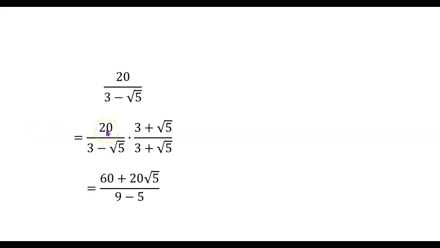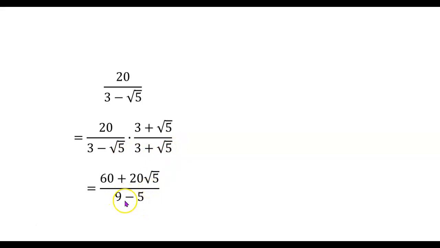On the top, we're taking 20 times 3 plus the square root of 5. And because of the distributive law, the 20 gets multiplied by both terms. So 20 times 3 is 60, plus 20 times the square root of 5 is 20 times the square root of 5. And on the bottom, we get 3 squared. 3 times 3 is 3 squared, or 9, minus the square root of 5 squared. Square root of 5 times square root of 5 is the square root of 5 squared, or just 5.